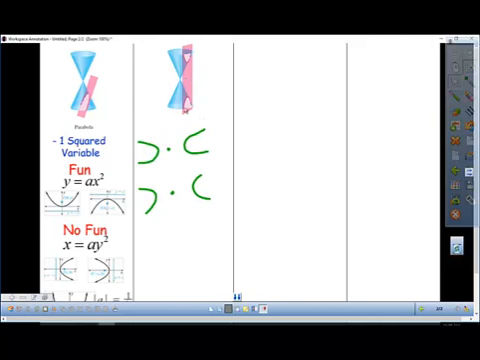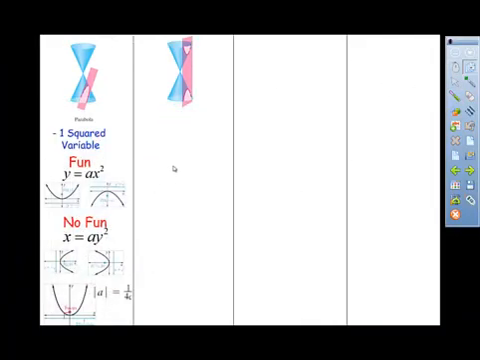Now notice that this hyperbola is going up and down, and I just drew one that's going sideways, going to the left and to the right. So how do we know when it's going to be an up and down one or a left and right one? Well, when you look at the equation, that's how you can tell. I'm going to show you right now.